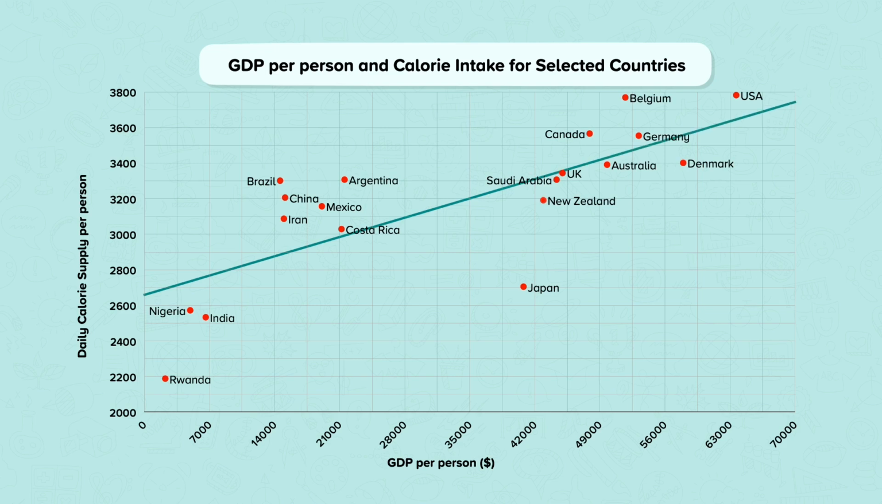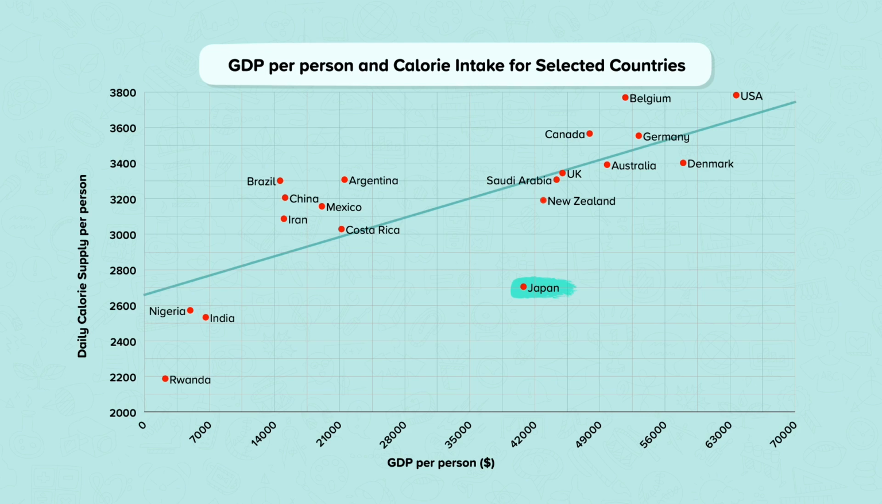There is a notable exception on this graph. Japan has a lower calorie intake than other countries with a similar GDP, and this is the result of a diet which is low in sugar and fat and high in fruit and vegetables, such as seaweed.